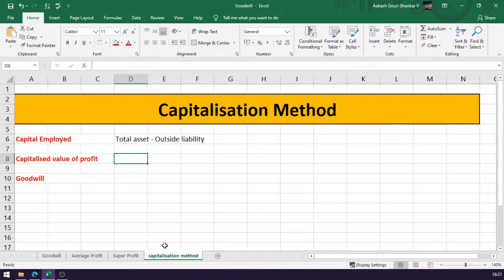The first step is to find the capital employed, and the next step is to find the profit which is to be capitalized. That will be given. If that is not given, the first step we need to do is find the average profit. And after calculating the average profit, we need to capitalize the average profit. Okay, what does this mean? Capitalize the profit or capitalize the average profit.